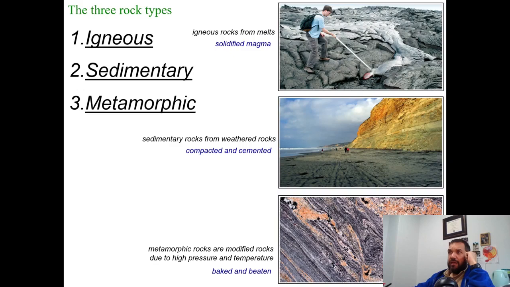And speaking of that, what are those three main rock types? Definitely you should know that for the test, right? You want to know what your three main rock types are. So those rock types are igneous, sedimentary, and metamorphic. We're focusing on igneous today.